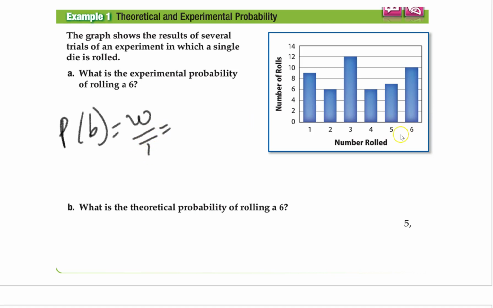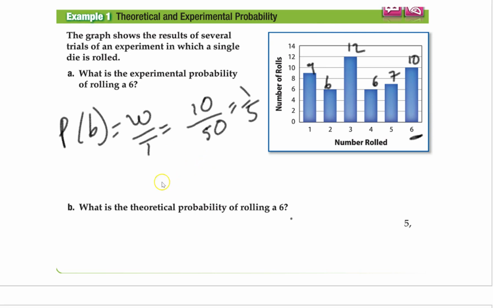Well, how many times did it roll a 6? Here's my 6. They rolled it 10 times. Now the total, sadly they didn't tell us how many times they rolled it, so we had to count it ourselves. That looks like 9, 6, 12, 6, 7, 10. If you add all those up, you get 50. So you have a 1 in 5 chance, according to the experiment, to get a 6.